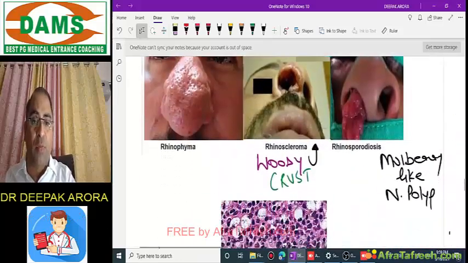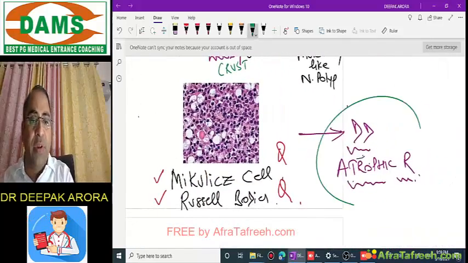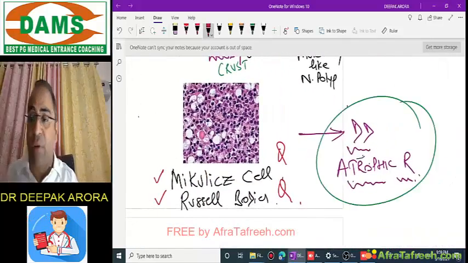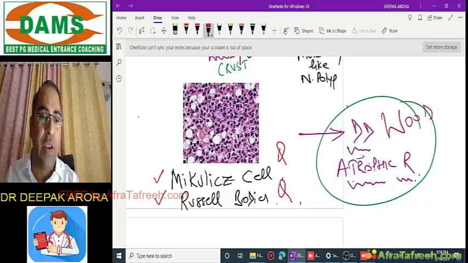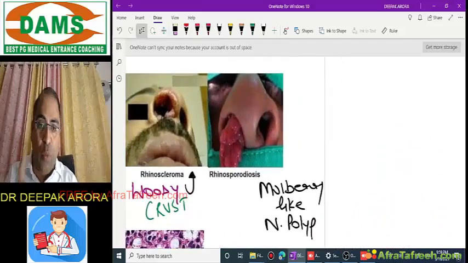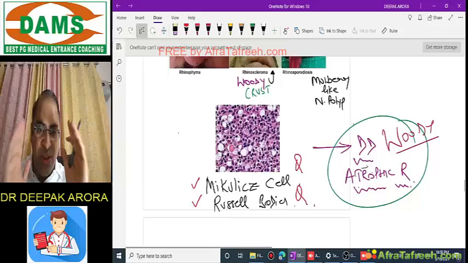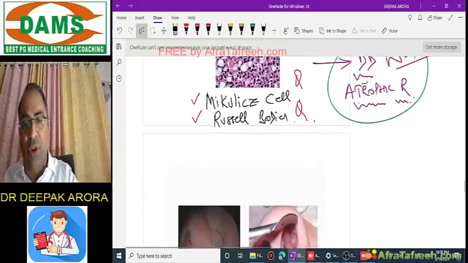Important point. What is the most closest diagnosis? Most closest diagnosis will be atrophic rhinitis. What is missing in atrophic rhinitis? Sir, woody nose. Last, rhinosporiosis. What is the keyword? Keyword: mulberry-like nasal polyp. These words will echo in your mind in the examination hall, beta.